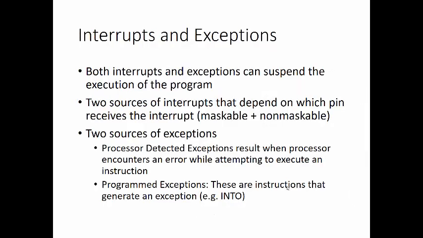Both interrupts and exceptions can suspend the execution of a program. There are 2 sources of interrupts that depend on which pin receives the interrupt. Maskable and non-maskable are the 2 different types of interrupts. And 2 sources of exceptions. One is processor detected exceptions that result when the processor encounters an error while attempting to execute a particular instruction, and then programmed exceptions. These are instructions that generate an exception, for example, the INT command.